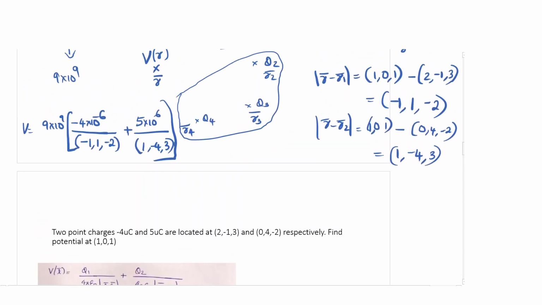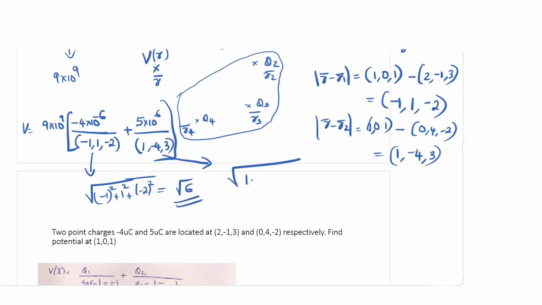Vector r minus 1, these are the 3 coordinates. Okay, so here this part will be square root of minus 1 square plus 1 square plus minus 2 square. So that will be 4 plus 1 plus 1, it is square root of 6. Again here it will be square root of 1 plus 16 plus 9. That is again square root of 26.